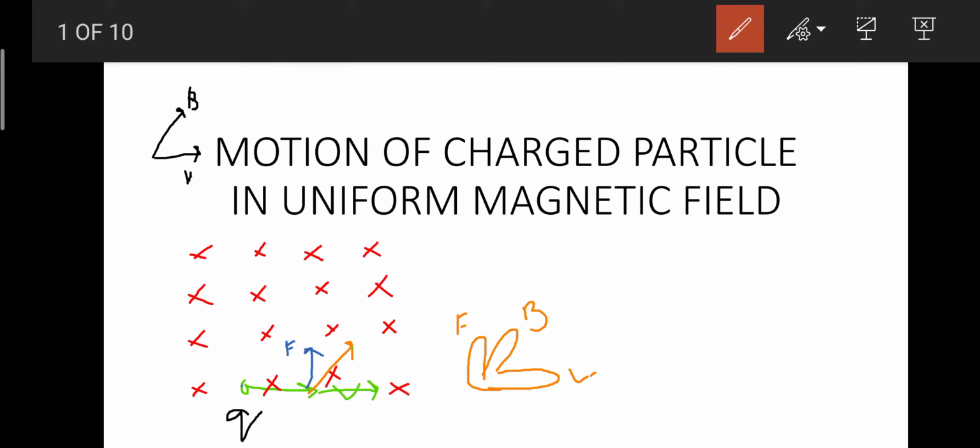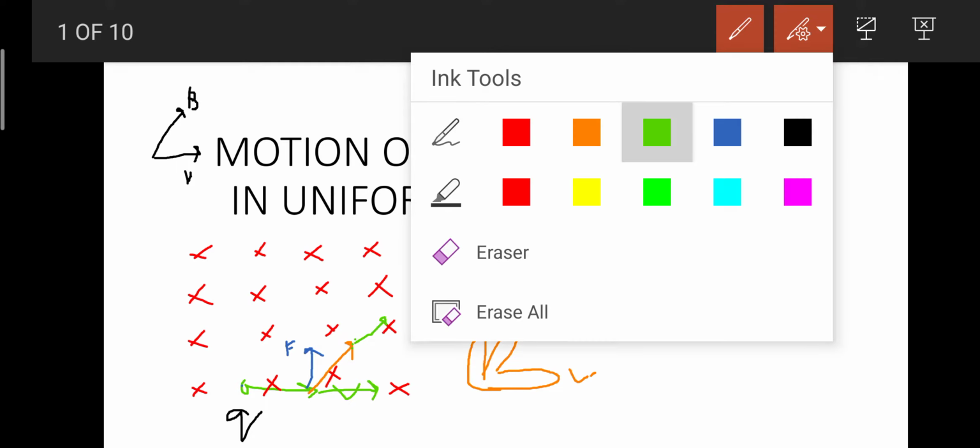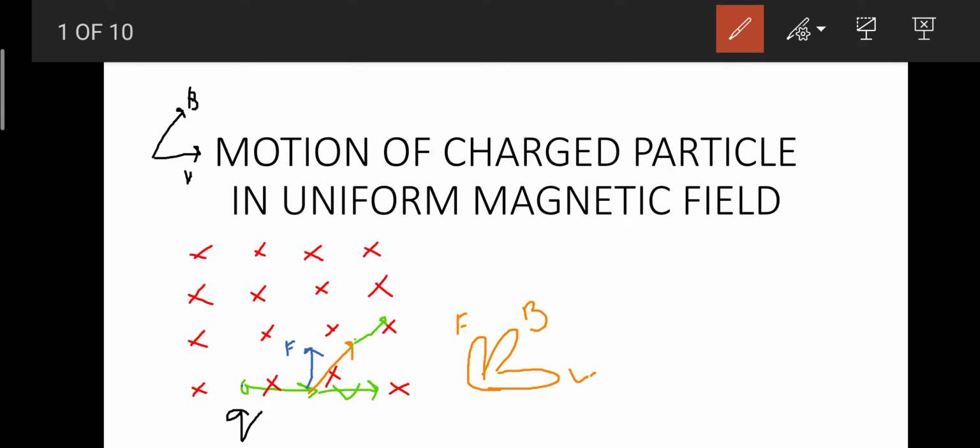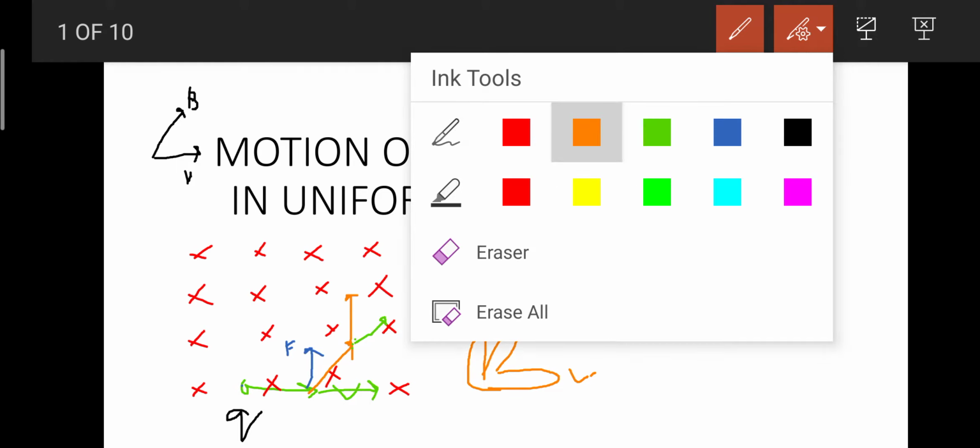What is going to happen? This charged particle should move like this. It should have a movement in this direction. But what is going to happen? The charged particle is going to move in this direction. And why does it happen? It happened because of the magnetic force.